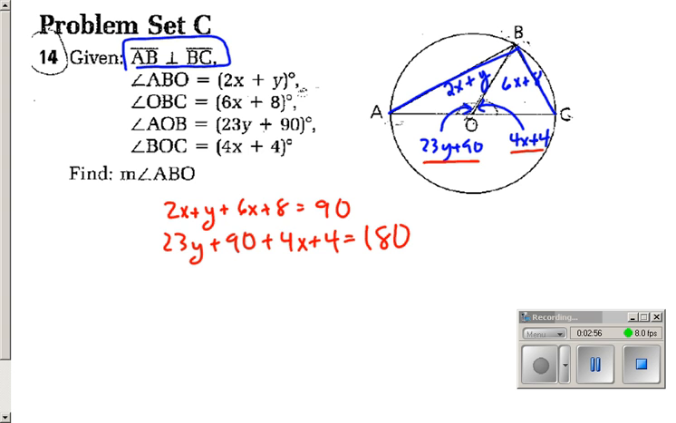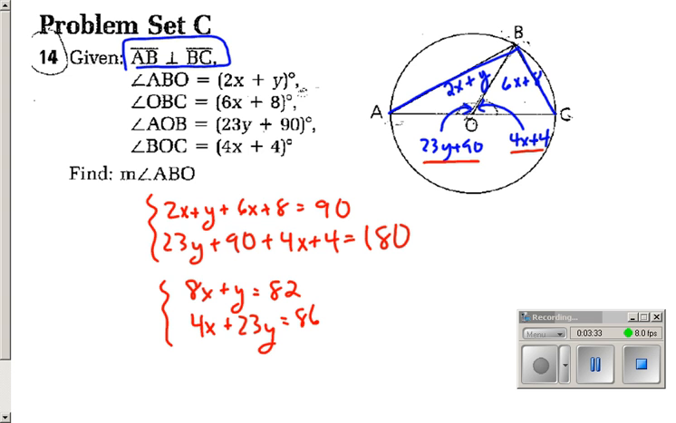So now I combine my like terms, I get everything on the same side. My top equation now becomes 2x and 6x is 8x, y is all by itself, and then I'm going to pull the 8 to the right side and get 82. If you want to slow this down, pause it and see what I did. All I did was combine like terms and get my x and y on the left and my constant term on the right. I'm going to do the same thing for the other equation. I'm going to get x's on top of x's, so 4x plus 23y. And then I subtract 94 over to the other side because I got a 90 and a 4. So 180 minus 94 is 86.